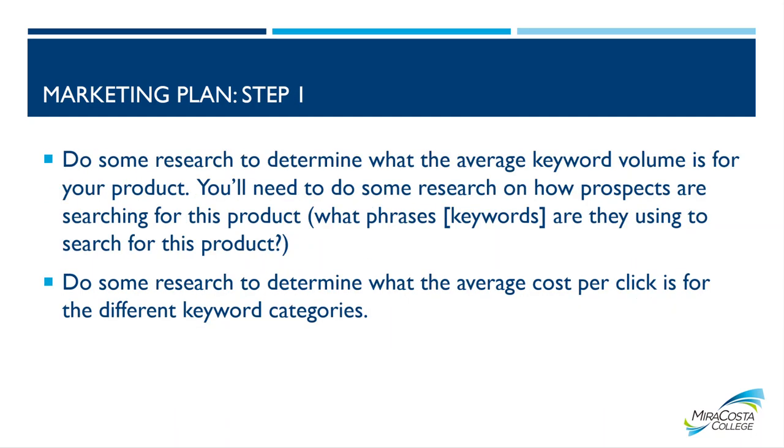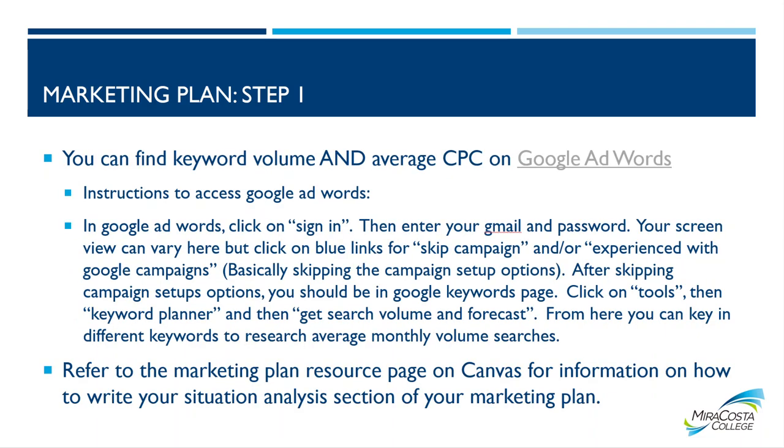So continuing with step 1 here, do some research to determine what the average keyword volume is for your product. You'll need to do some research on how prospects are searching for this product. What phrases, keywords are they using to search for this product? Do some research to determine what the average cost per click is for the different keyword categories. You can find keyword volume and average CPC on Google AdWords, so there's a link here. Instructions to access Google AdWords. In case you have issues with these instructions, you can always Google how to figure this out. Let me know if you have any issues with that, but hopefully all these steps here can get you through that.